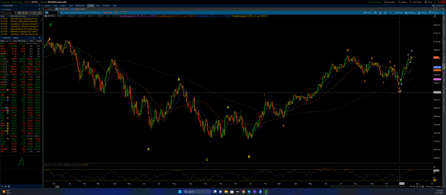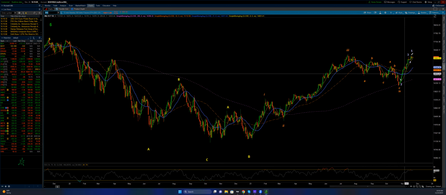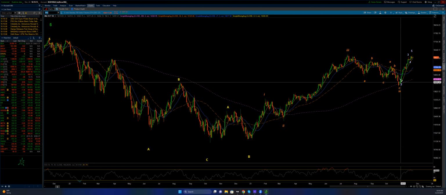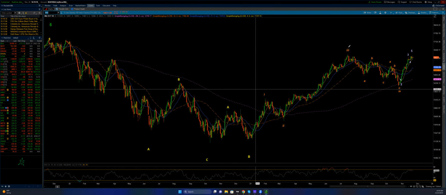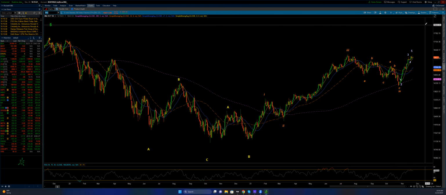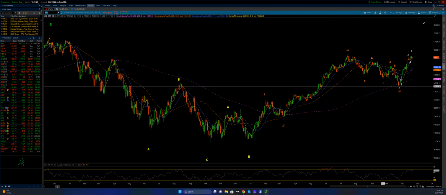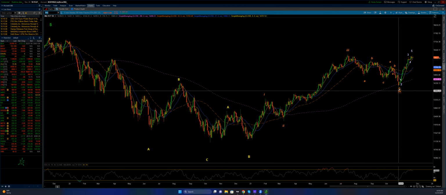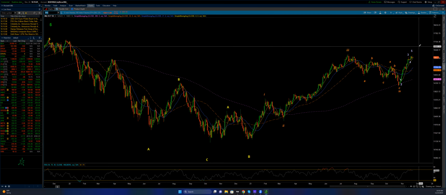But I'm marking it as a minor 4th wave. Now, that also allows for the strength that we're seeing because it's a minor 5th wave. So it is an impulse move. 5th wave, part of 1, 2, 3, 4, 5. The impulses are the 1st, the 3rd, and the 5th waves. Correctives are the 2nd and the 4th. So it is an impulse wave.